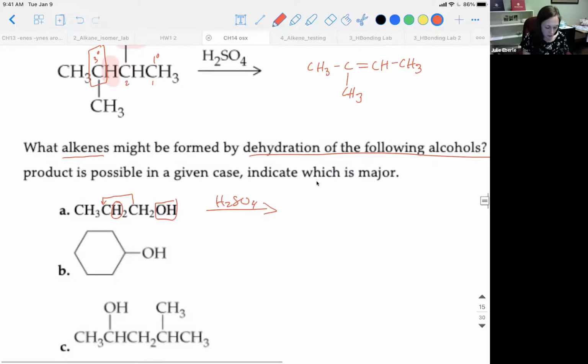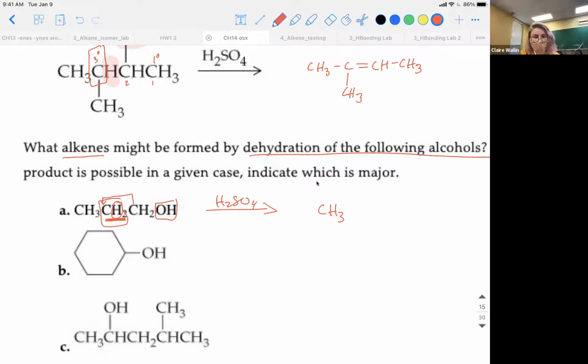When we draw our product, we're going to have CH3. That part of the molecule is unchanged. But if we take one hydrogen off of this CH2 group, what's left? Is it just CH? Just CH. Then we're going to have our double bond right here. We took the OH group off that carbon, so then we got CH2.